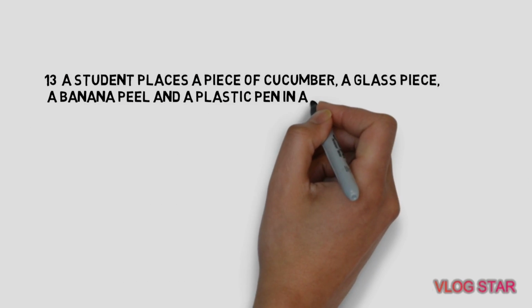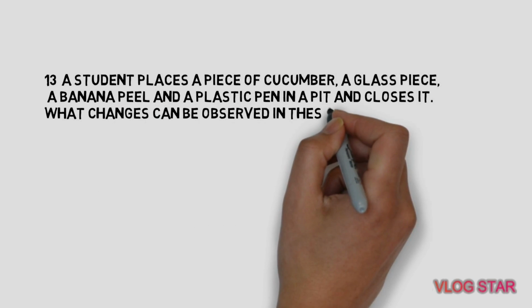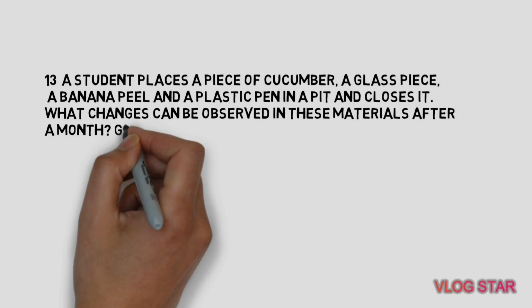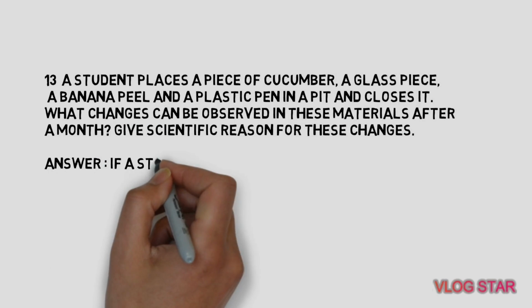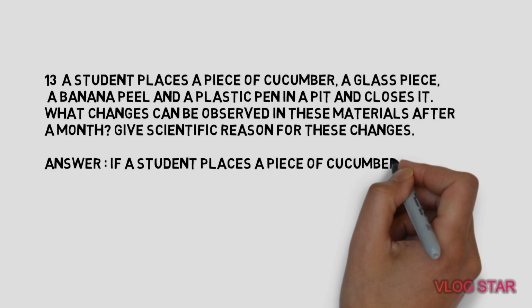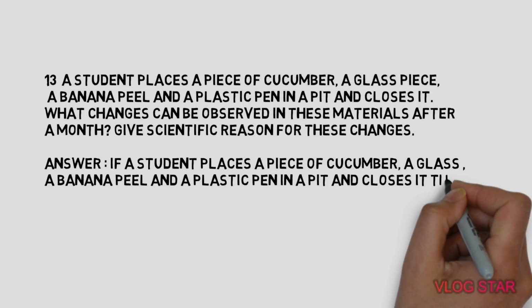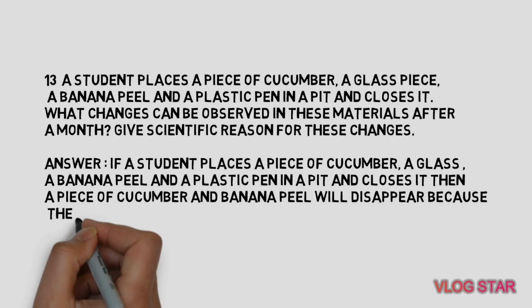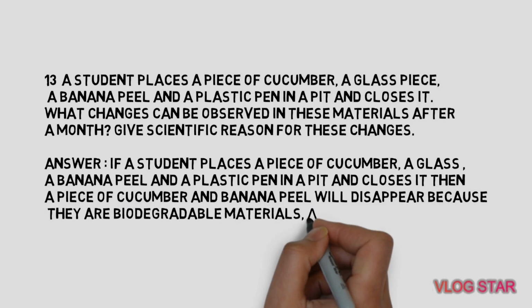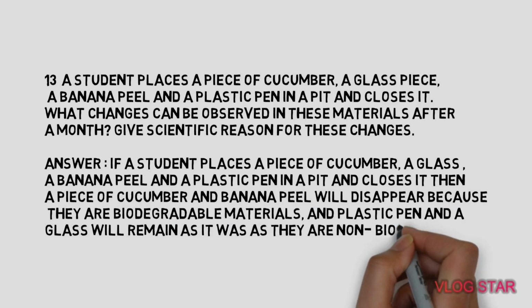13. A student places a piece of cucumber, a glass piece, a banana peel and a plastic pan in a pit and closes it. What changes can be observed in these materials after a month? Give scientific reason for these changes. Answer: the piece of cucumber and banana peel will disappear because they are biodegradable materials, and the plastic pan and the glass will remain as they were as they are non-biodegradable.